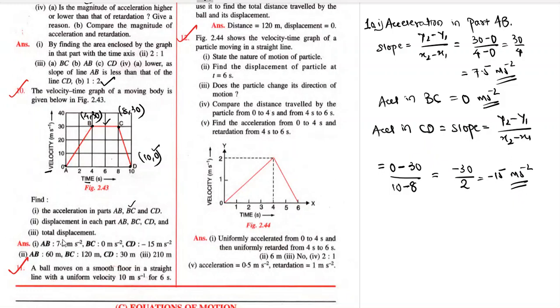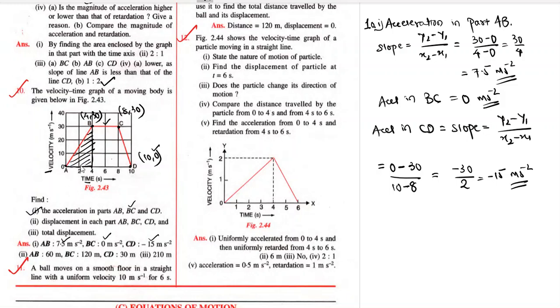So let's check the answer: 7.5, 0 and minus 15 meter per second square. Okay, did you understand? So the first sub part is done. What is the displacement in each part AB, BC and CD? Now displacement is equal to the area under the graph. So how much area is under AB? Let us isolate AB, right. I am going to show you this orally, how we can find the area easily. So this is AB, okay.